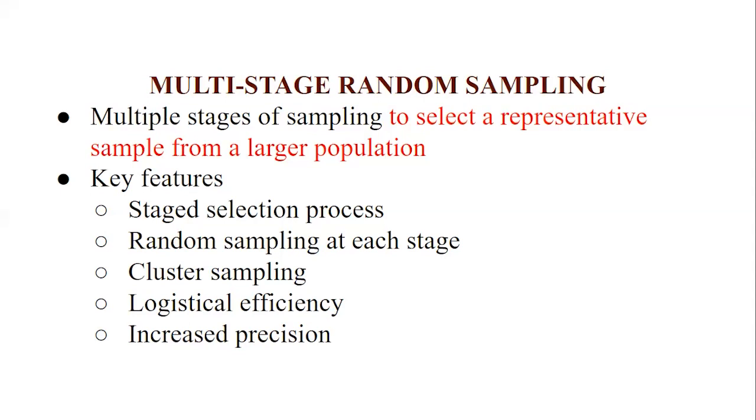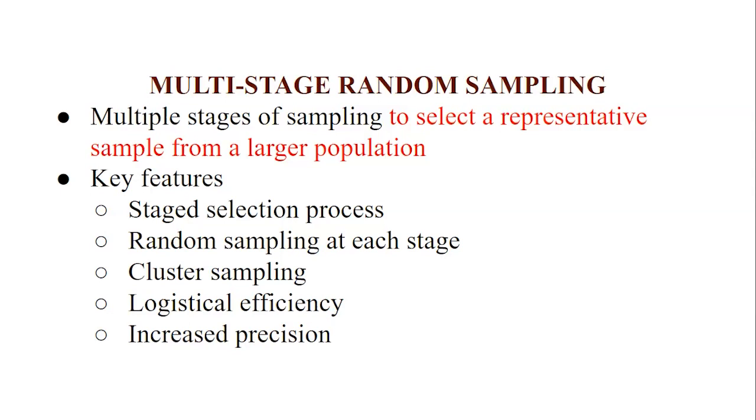And these are the key features of multi-stage random sampling. Staged selection process. It involves breaking down the population into smaller and more manageable units or clusters at each stage. We would break down the population into smaller and more manageable units or clusters. And these stages might include selecting clusters, then units within those clusters, and potentially further subdivisions until the final sample units are chosen. Then random sampling at each stage.